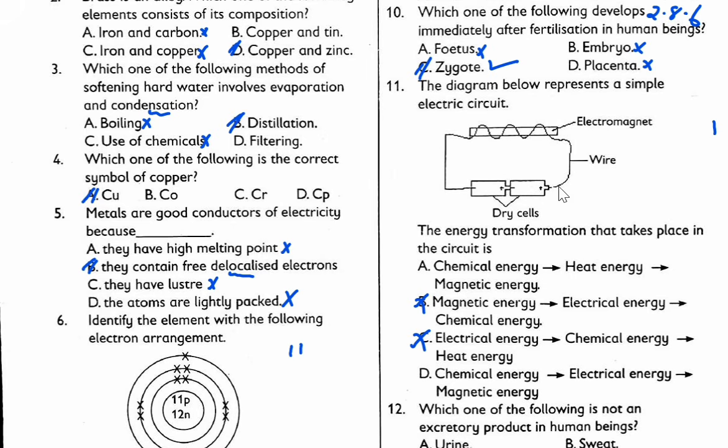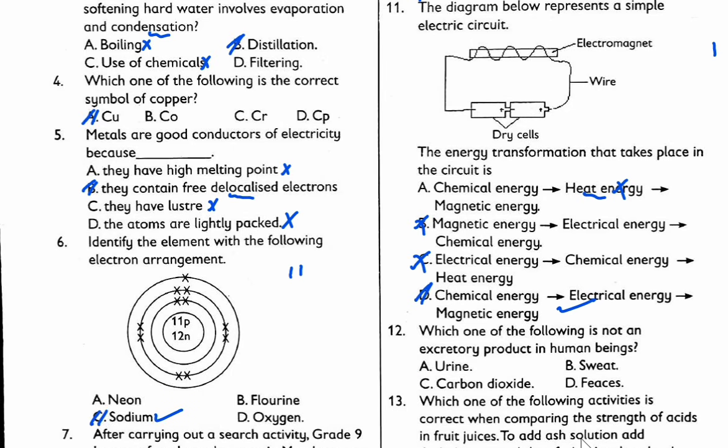From chemical, this current is going to flow in the wire. When you see current, that is electrical energy. And therefore, for A, we have heat energy. This one is not true. Therefore, we remain with D. This is the correct option. So chemical energy to electrical, the current, and then the current is going to make this electromagnet attract other small magnetic material. So we have what we call magnetic energy. And therefore, the answer is D, from chemical energy to electrical, then to magnetic. We continue to 12.